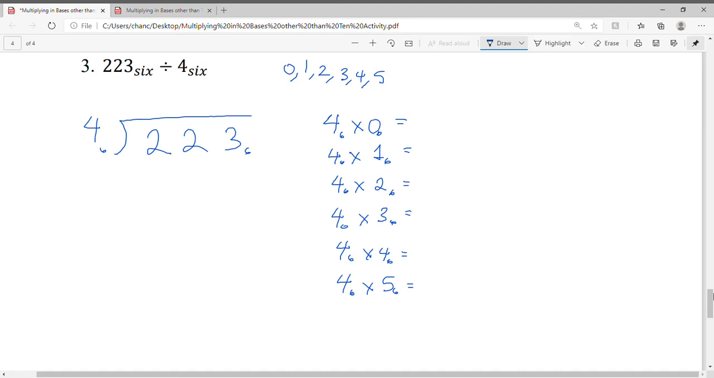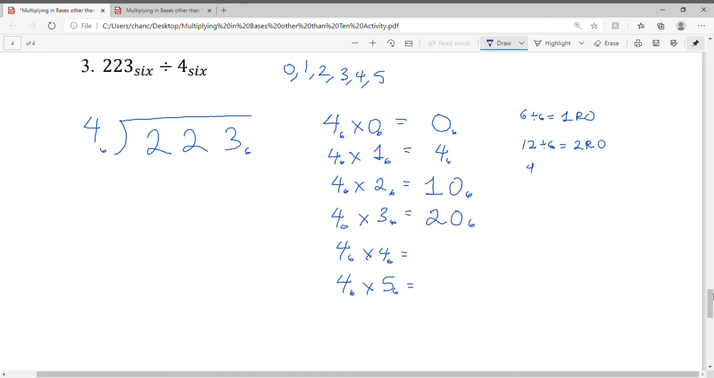4 times 0, that's 0 in base 6. 4 times 1, that's 4. 4 times 2 is 8, but 8 does not exist in base 6. I'll do the scratch work here. That's 1 remainder 2. So that's 1, 2, base 6. 4 times 3 is 12. 12 does not exist in base 6. That's actually 2 remainder 0. So that's 2, 0, base 6.